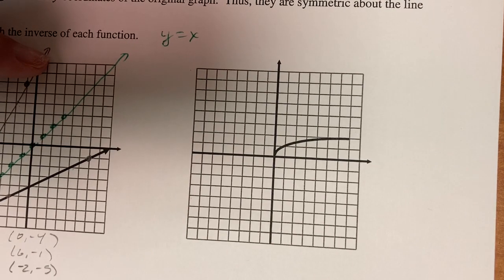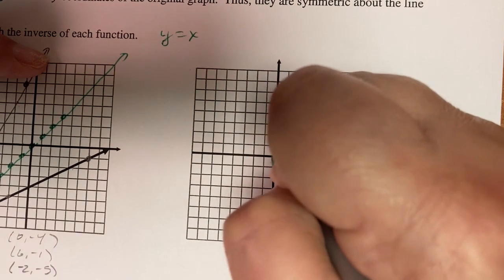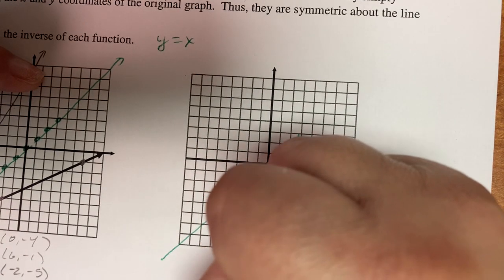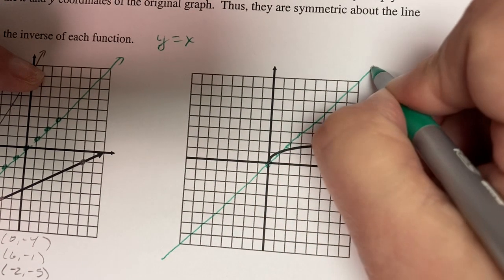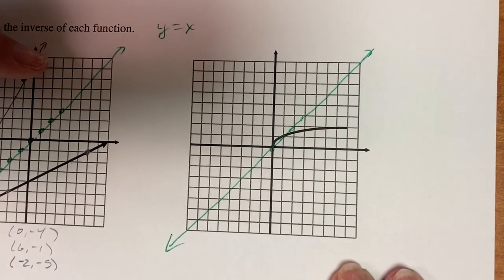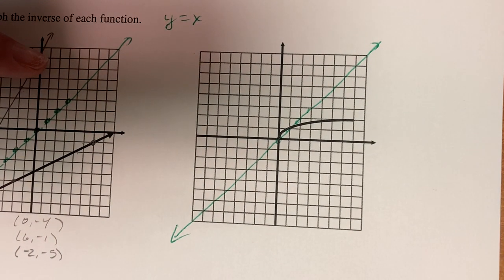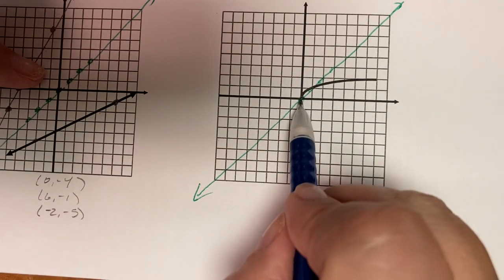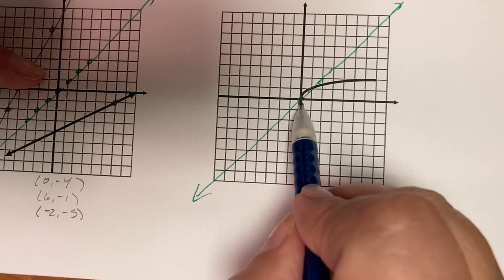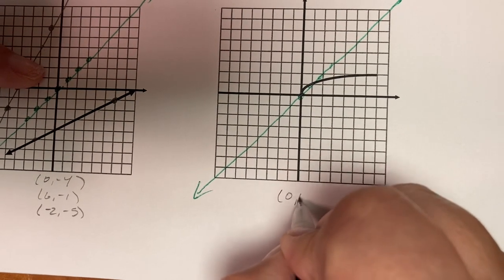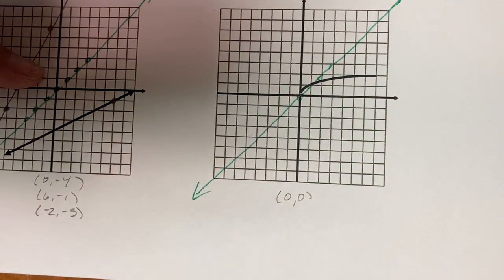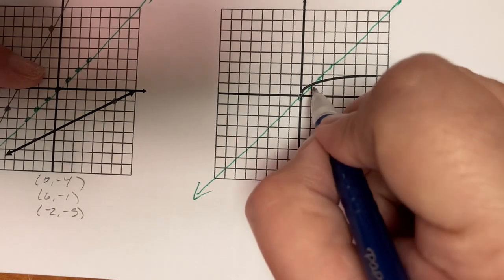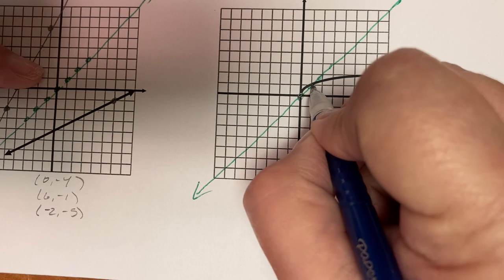Let's do the same thing over here. So I'm going to quickly graph this line y equals x. That is the line that bisects the first and the third quadrant. That's our symmetry line. So if I take some points from here, and draw the opposite, like (0, 0), that means (0, 0) is on my inverse. This point is (1, 1). That means (1, 1) is on my inverse.